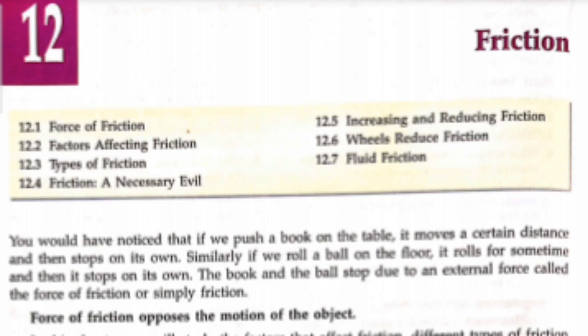You would have noticed that if you push a book on a table, it moves a certain distance and then stops on its own. Similarly, if we roll a ball on the floor, it rolls for some time and then it stops on its own. The book and the ball stop due to an external force, that is called the force of friction, or simply you can say it is friction.